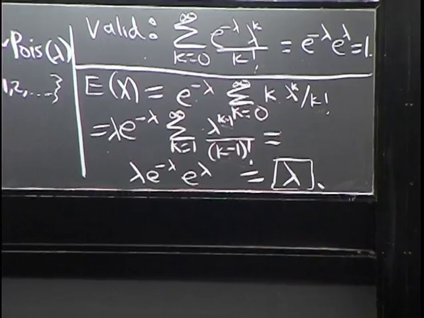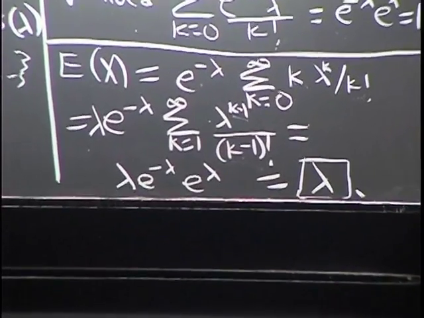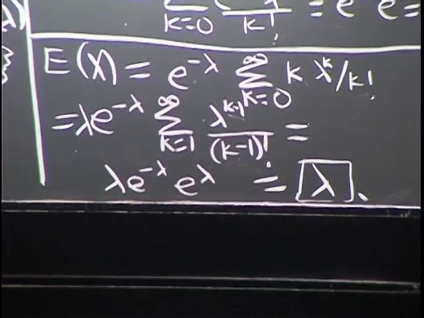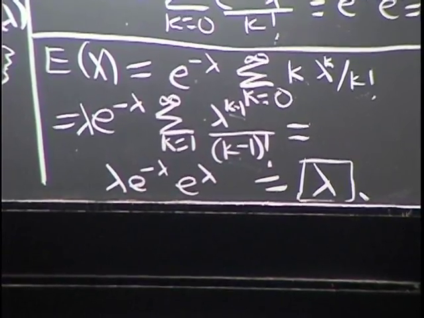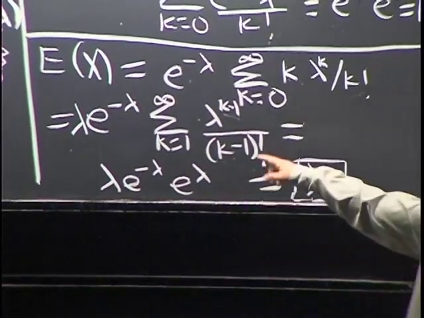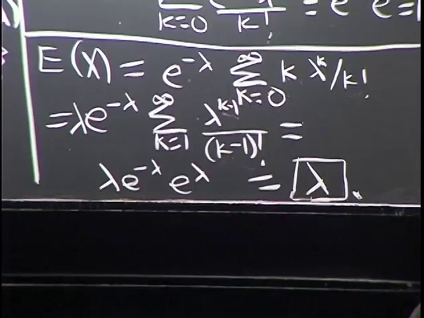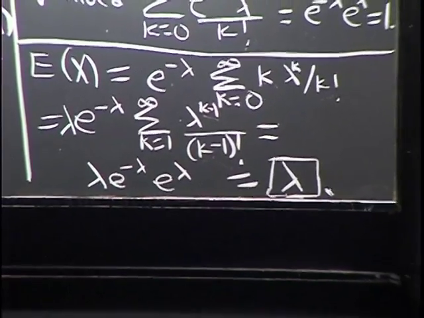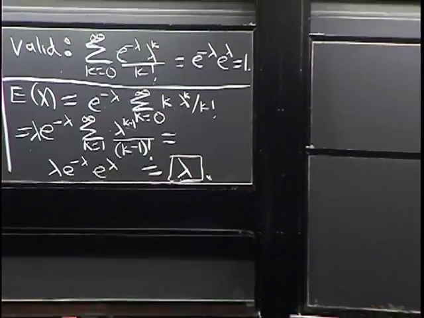So that's a very useful, easy to remember result, that a Poisson lambda has expected value lambda. Memorizing formulas is not that important in this class, but this one is useful and very easy to remember. The mean is lambda. So that's the expected value of a Poisson.